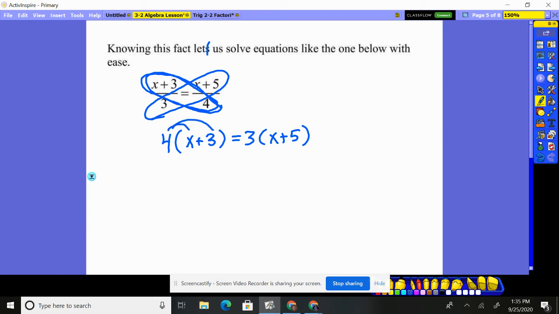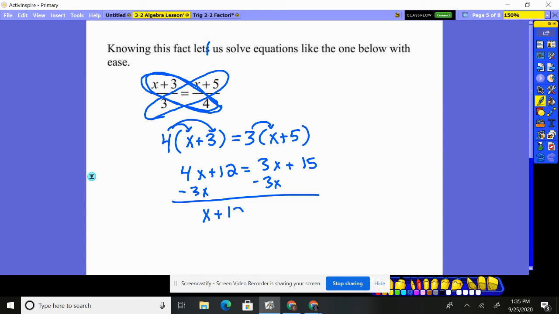Now it becomes a problem we've done plenty of times. I'll distribute my 4 through to each of these. That gives me 4x plus 12 equals, distribute my 3 through, 3x plus 15. And now get all my variables on one side. So I'll subtract 3x, x plus 12 is 15. And now move my number over. And I'll see that x is 3.